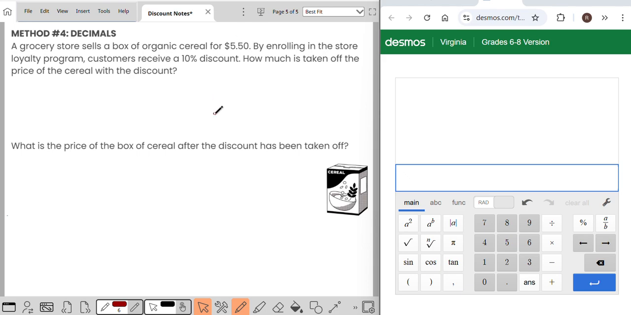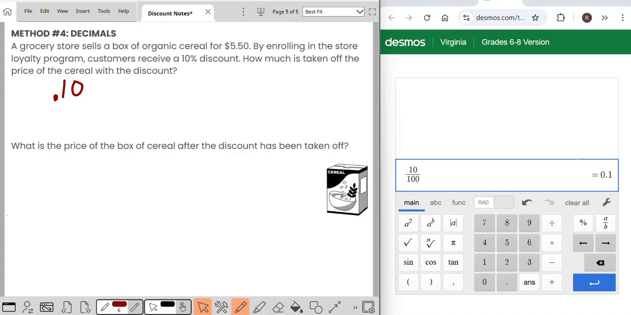All right, so this is method number 4, decimals. A grocery store sells a box of organic cereal for $5.50. By enrolling in the store loyalty program, customers receive a 10% discount. How much is taken off the price of the cereal with the discount? Well, the first thing you would have to do is change that percent to a decimal. So if you have 10%, to change it to a decimal, you divide by 100.